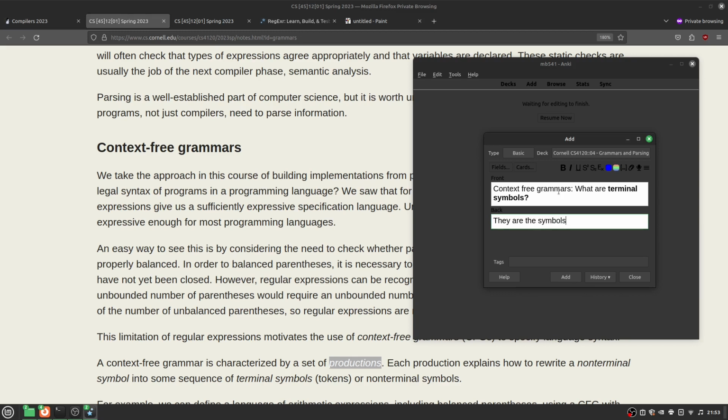They are the symbols that appear in the valid strings of the language. They can't be broken down further, nor can they be replaced within the grammar. They can't be expanded or replaced within the grammar.